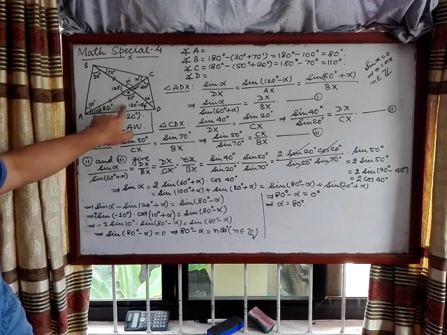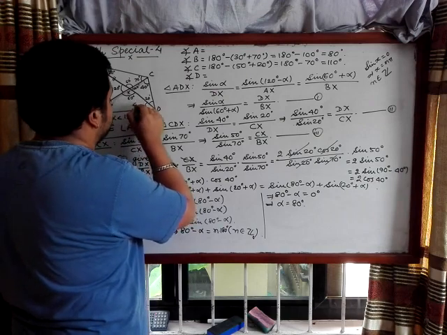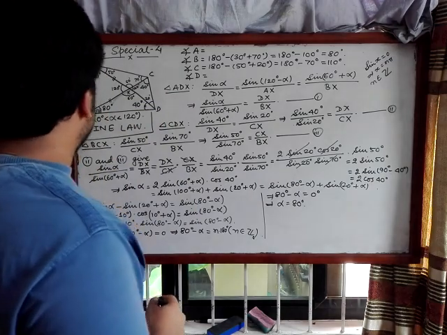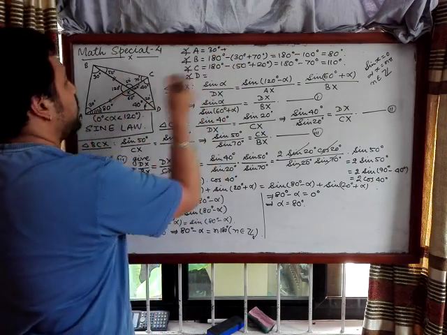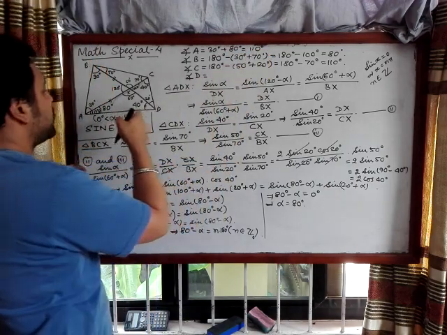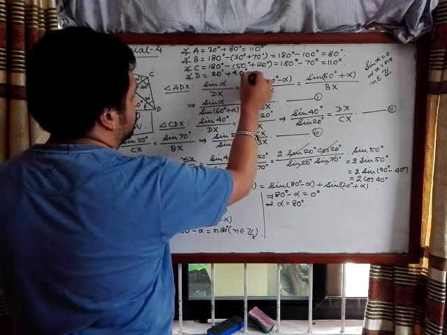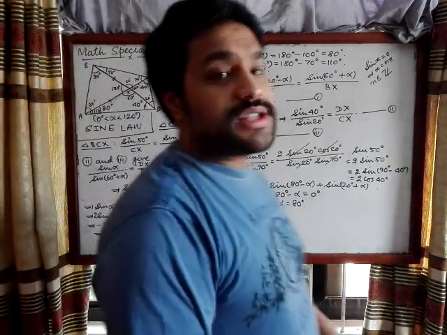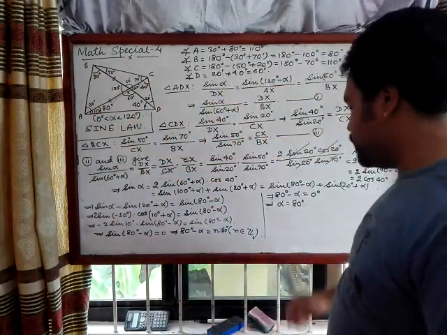Next, 120 minus alpha means 120 minus 80, so this angle is 40 degrees. So angle A is equal to 30 plus 80, which is equal to 110 degrees, and angle D is equal to 20 plus 40 degrees, which is equal to 60 degrees. In this way we can find all the angles of the given quadrilateral using the given information. Okay, this is how we do it.